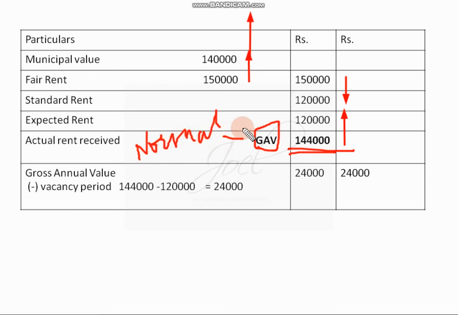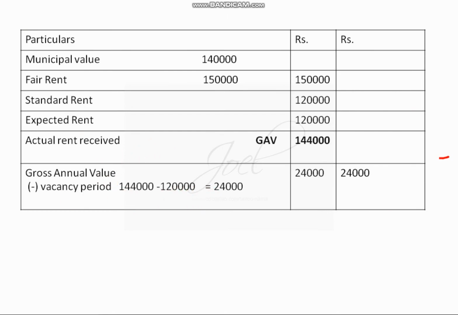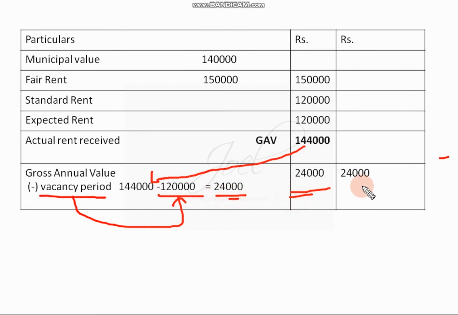It is our gross annual value in normal cases, but it is not in this particular case because we have a loss due to the vacancy period. There is vacancy period loss, so this amount is to be adjusted with loss due to vacancy. When we deduct it, we'll get 24,000. So this is my actual gross annual value. I'll arrive at a gross annual value of rupees 24,000.